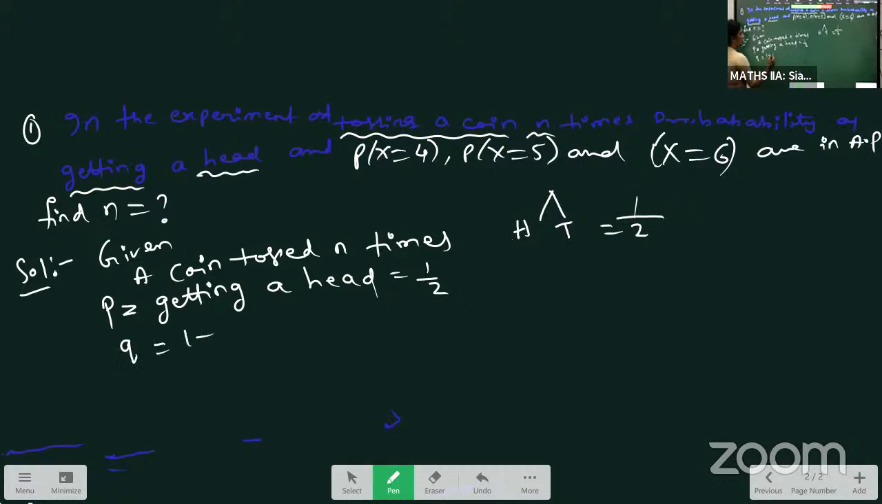When P equals 1 by 2, immediately find Q. Q is 1 minus P. So 1 minus 1 by 2 is 1 by 2. By keeping these two in mind, apply the given condition. The given condition is that P of X equals 4, P of X equals 5, P of X equals 6 are in AP.